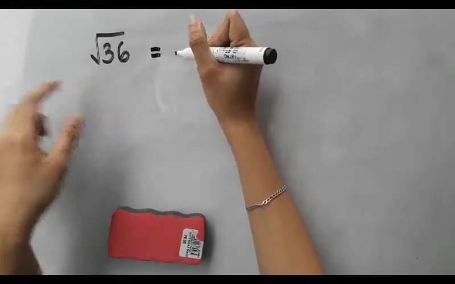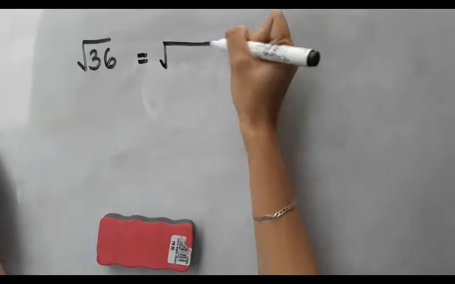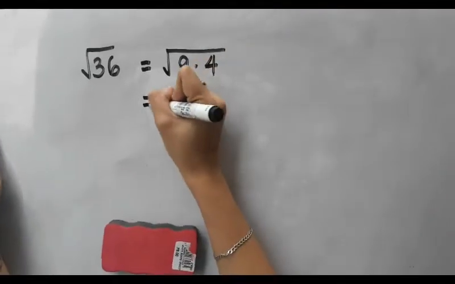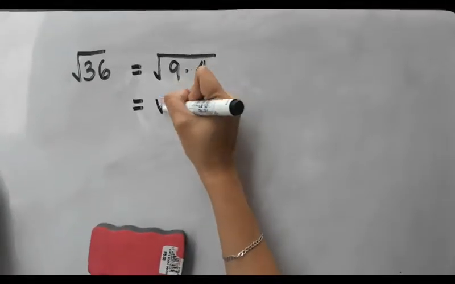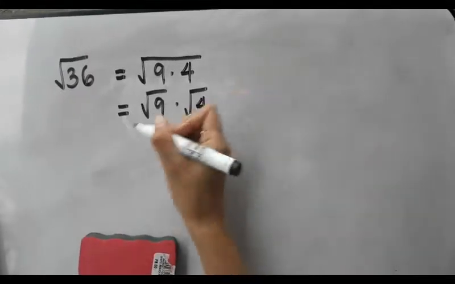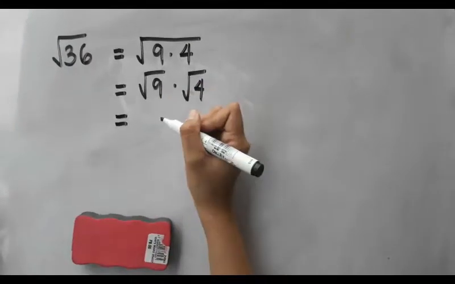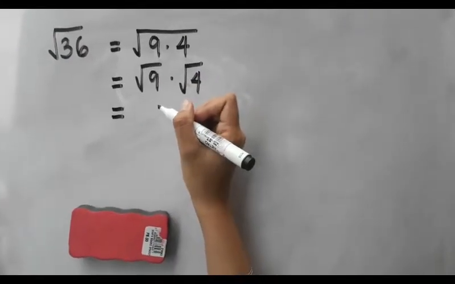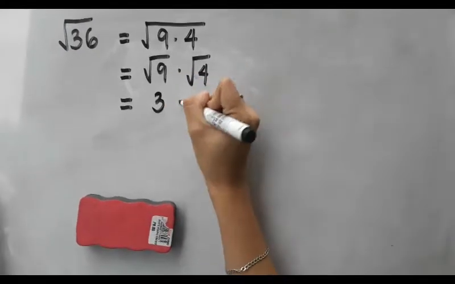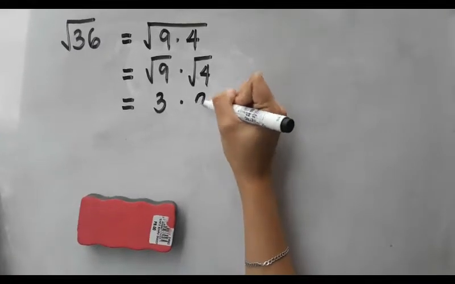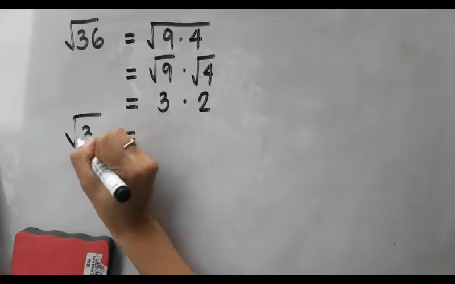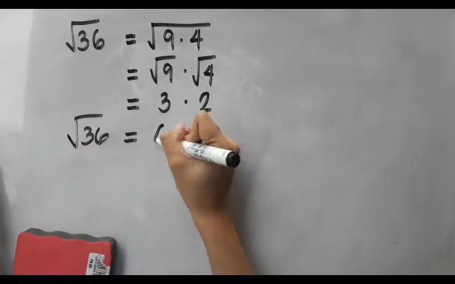So square root of 36 is equal to square root of 9 times square root of 4. We can rewrite this as square root of 9 times square root of 4. As we have learned a while ago about the perfect squares of a number, square root of 9 is equal to 3 and square root of 4 is equal to 2. Therefore, square root of 36 is equal to 6.